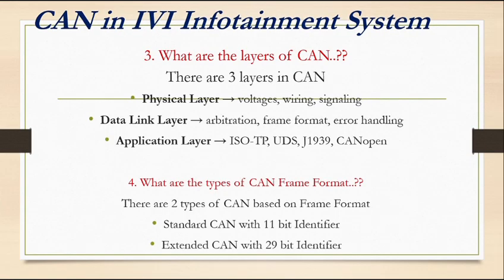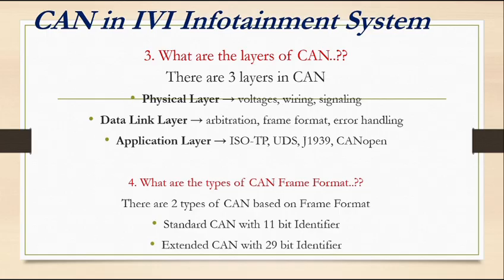What are the layers of CAN? There are three layers in CAN. First one is physical layer, voltages, wiring, and signaling related. Second one is data link layer, which relates to arbitration, frame format, error handling. The last one is application layer, which relates to ISO TP, UDS, CANopen.